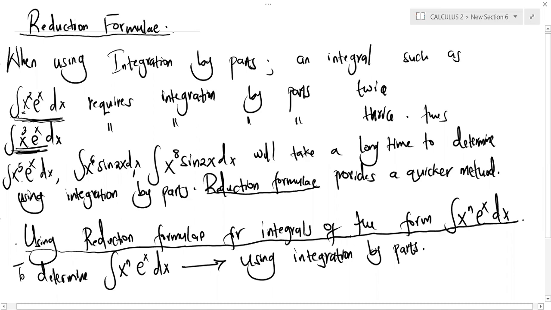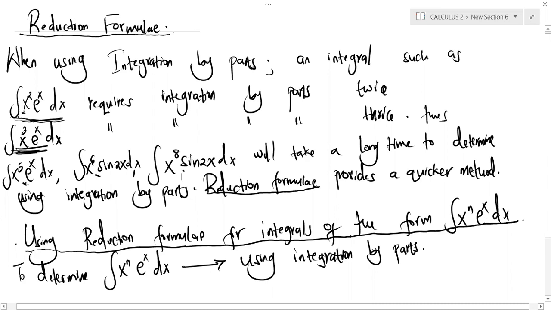And if we are to have integrals of this form, then it would mean we are using integration by parts 5 times, 6 times, and 8 times. And obviously that would really take a long time for us to integrate. So we have the reduction formula, which basically provides a quicker method to use.